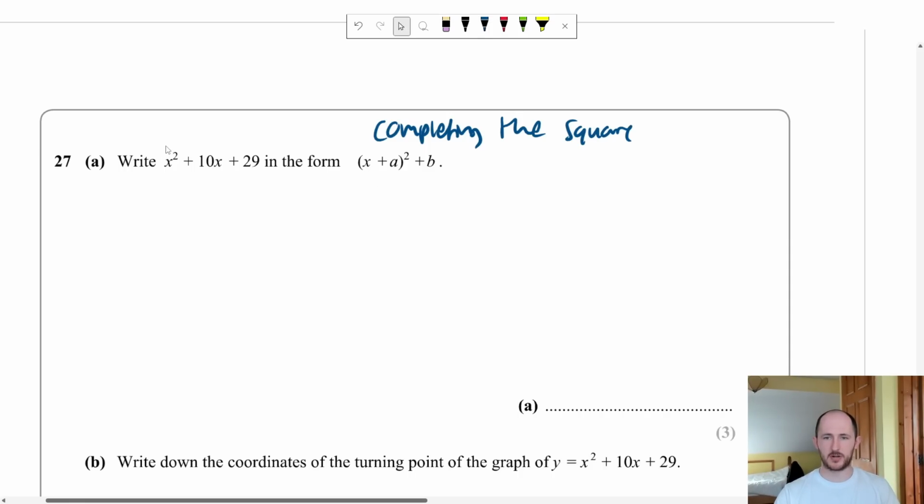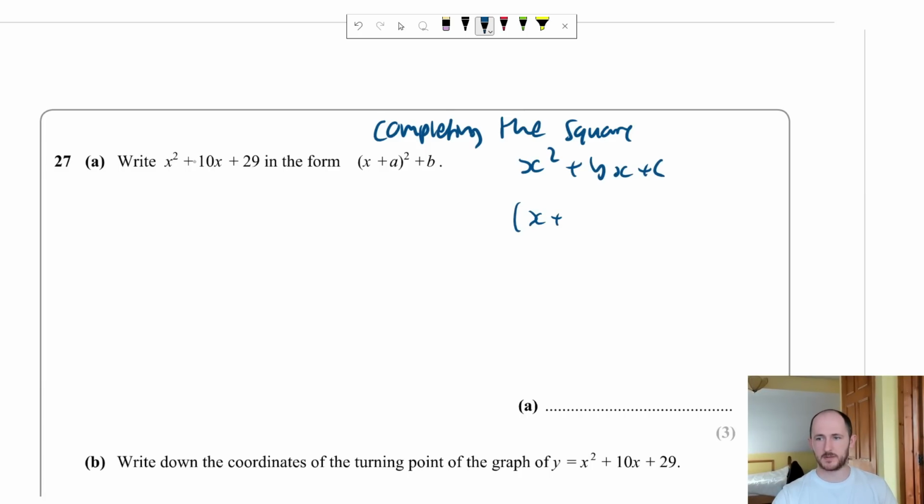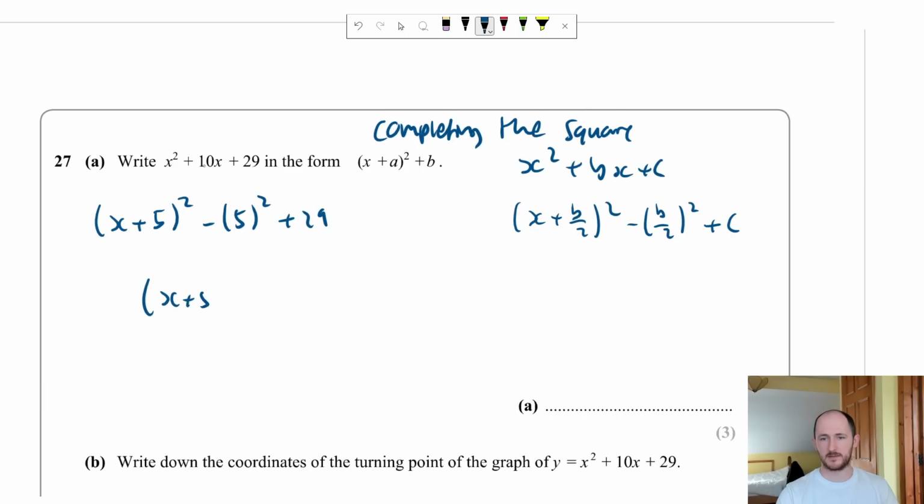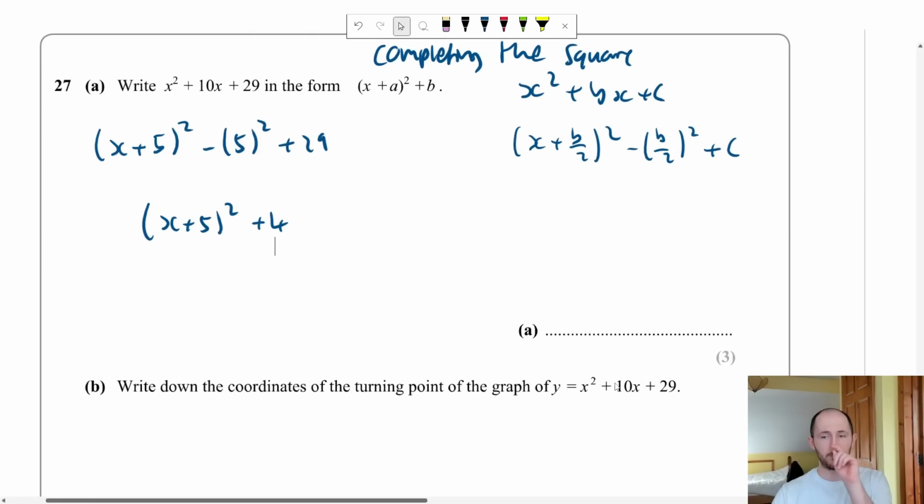If you have an expression like this, so you have x squared plus bx plus c, then you're completing the square as x plus b over 2 squared minus b over 2 squared plus c. So if we sub that in, b is 10 in this case, so we get x plus 5 squared minus 5 squared plus 29. So we get x plus 5 squared. That would be minus 25 plus 29, so it's plus 4. Job done. 3 marks, really, really good.